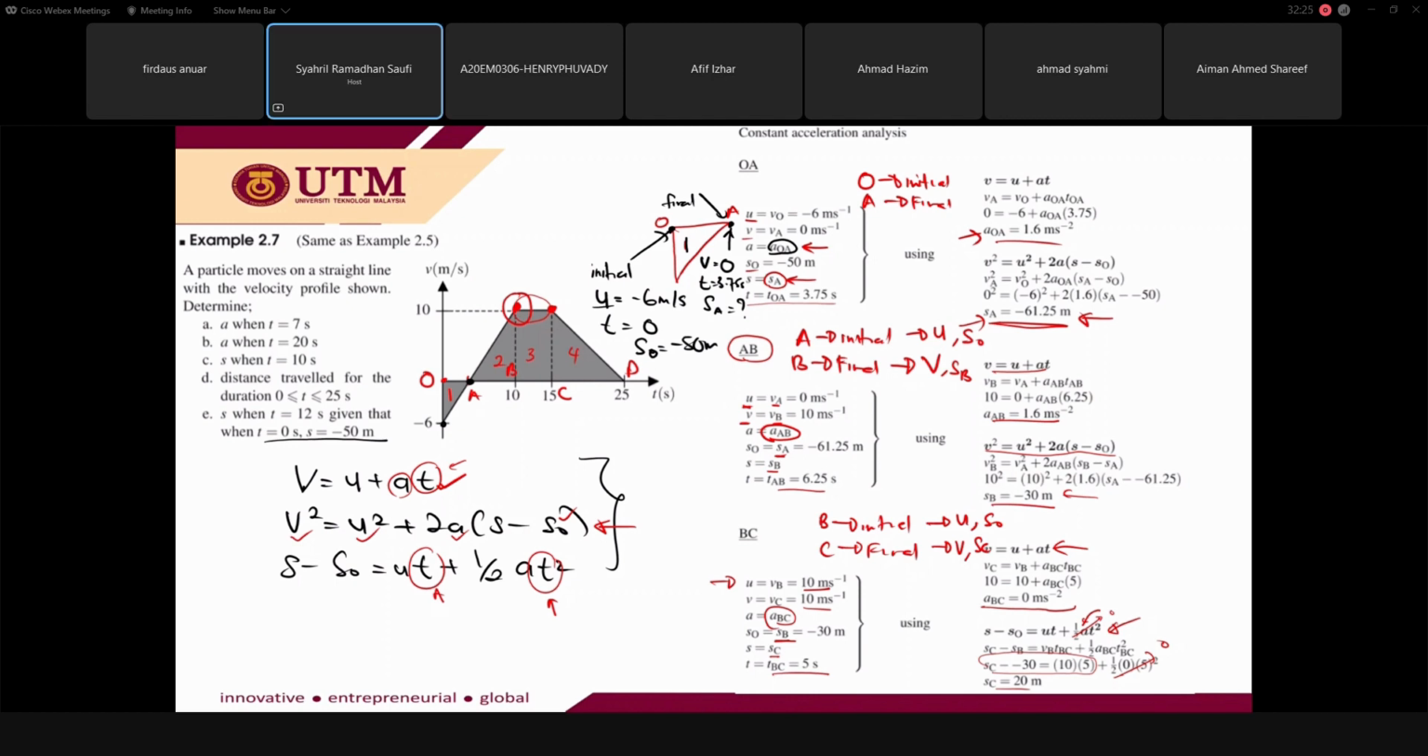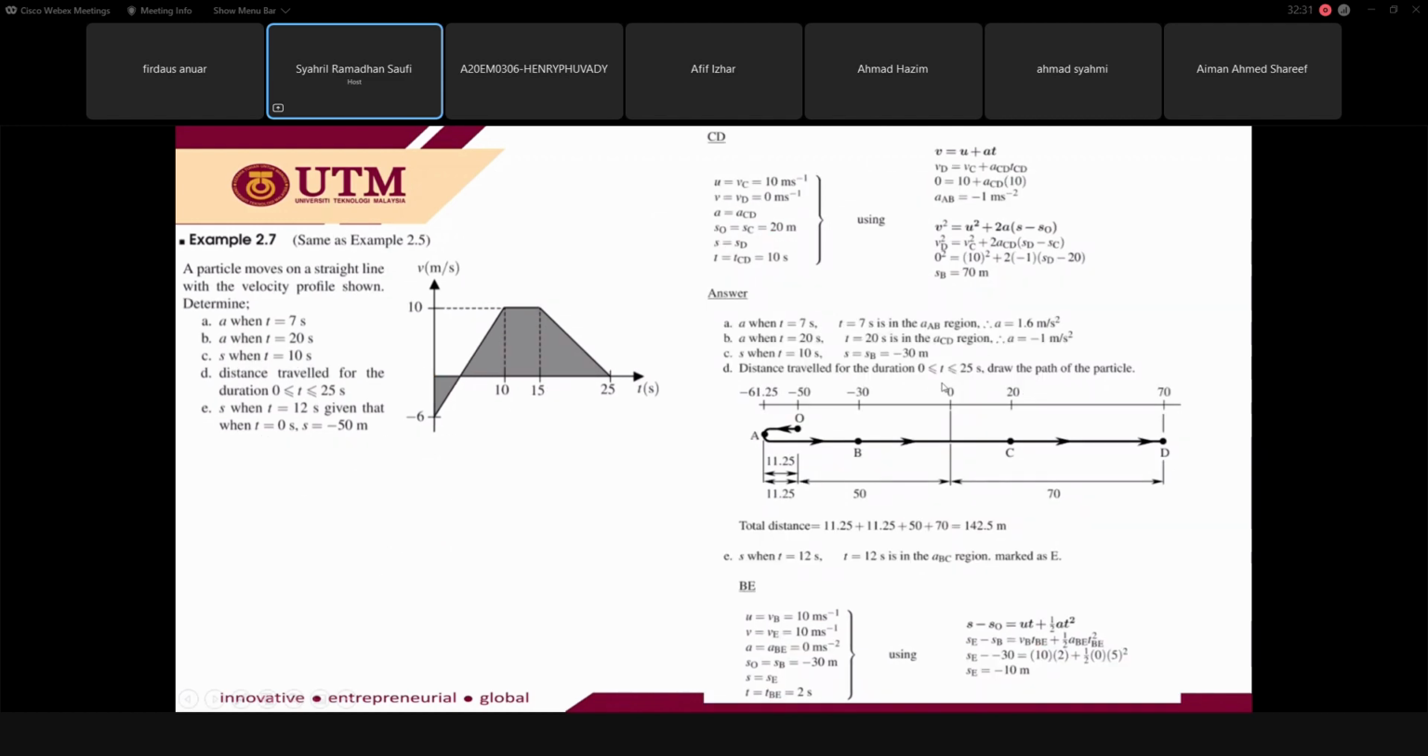Okay, so we finish section B to C, and then we go on to the fourth section, from C to D. Now your C becomes the initial and your D becomes your final. So you list all the parameters that you know.